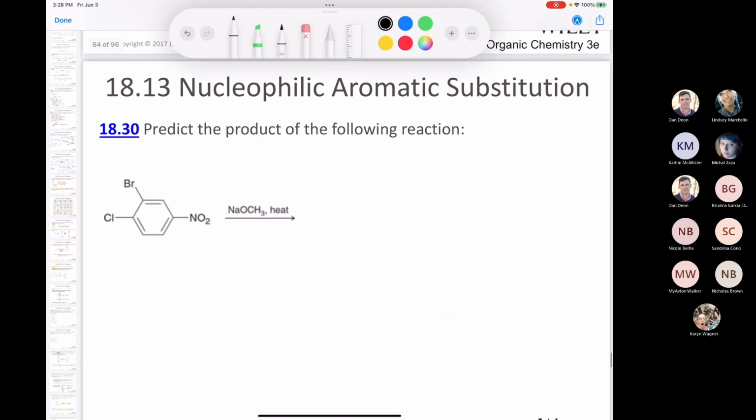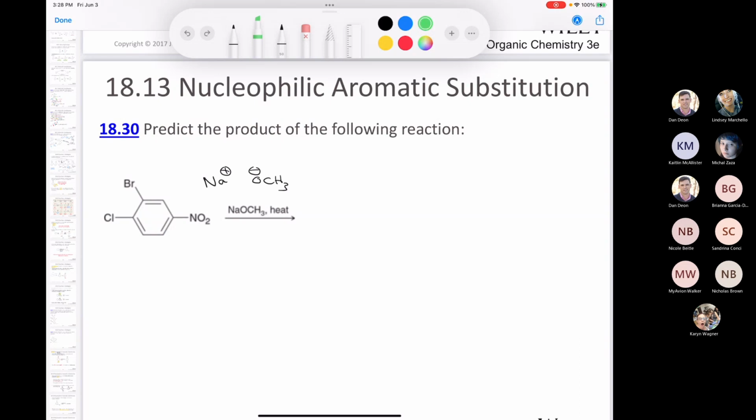Let's take a look. Predict the product of the following reaction. What do we got here? We've got this compound. We've got a chlorine. We've got a bromine. We've got a strong electron withdrawing group. And we've got sodium methoxide, right? Let's draw the partial Lewis structure. Sodium methoxide. This is a great nucleophile.